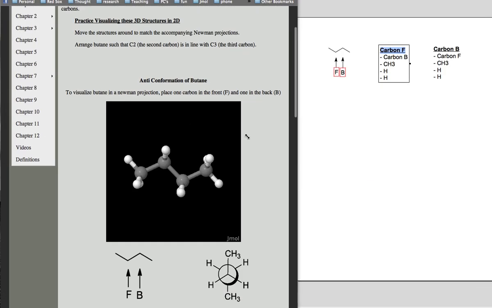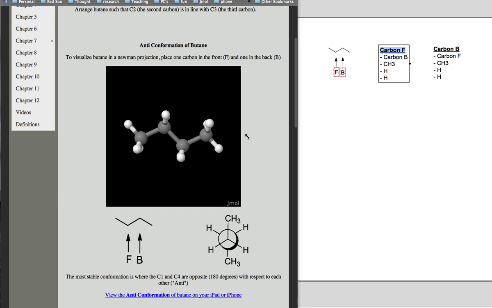On the course website, you'll see that I've drawn a structure of butane in the hydrogen suppressed format. First carbon, second carbon, third carbon, and then fourth carbon. And then here in the three-dimensional portrayal, you can see the first carbon, the second carbon, the third, and the fourth.